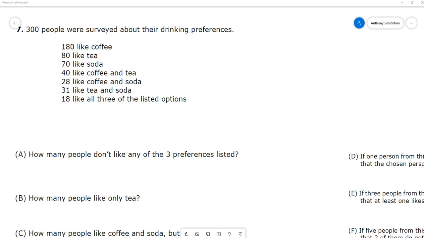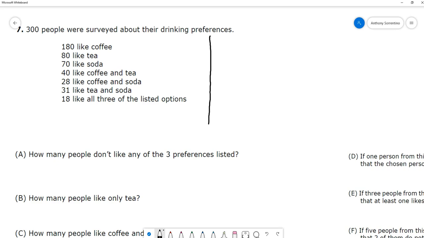There's overlap between here. So that 180 that like coffee includes the 18 that like all 3 options. It includes the 40 that like coffee and tea. So I have to be sure that I'm accounting for these. So in order to make sure I'm counting for them properly, I'm going to create a Venn diagram.